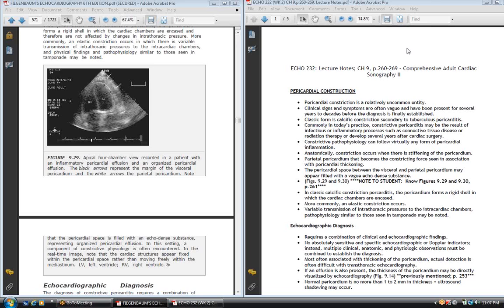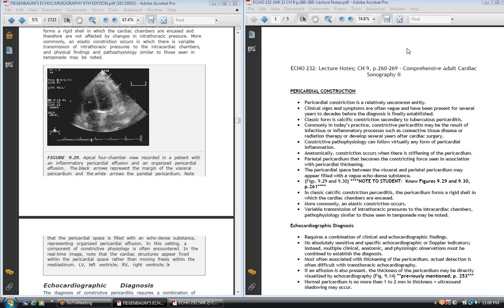Tonight we're going to be starting the conversation talking about pericardial constriction, and it is a relatively uncommon entity. Clinical signs and symptoms are often vague and have been present for several years to decades before the diagnosis is established. The classic form is calcific constriction secondary to tuberculous pericarditis.